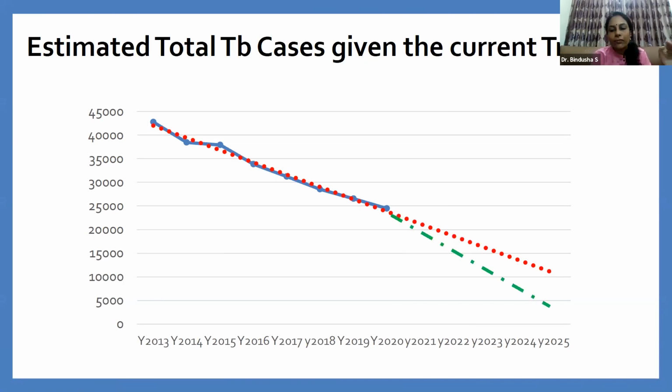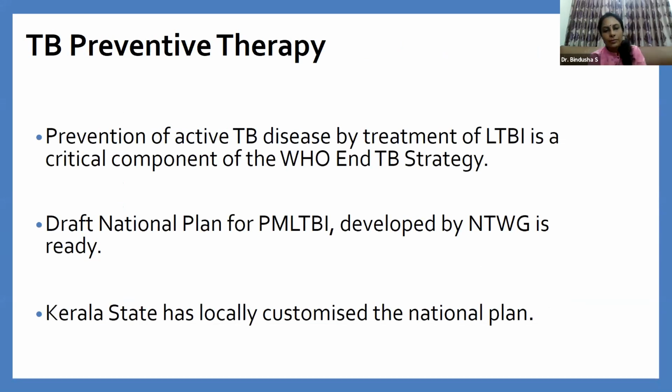If we start LTBI treatment also, in addition to the current program, this is the change in the decrease in incidence that we expect. By around 2025, the incidence of TB cases will come well below 5,000. That is the importance of treating latent TB infection. So, prevention of active TB disease by treatment of latent TB infection is a critical component of the WHO End TB strategy. And we have a draft by the National TB Working Group, and Kerala has locally customized the national plan. So we'll be talking about the customized national plan today.